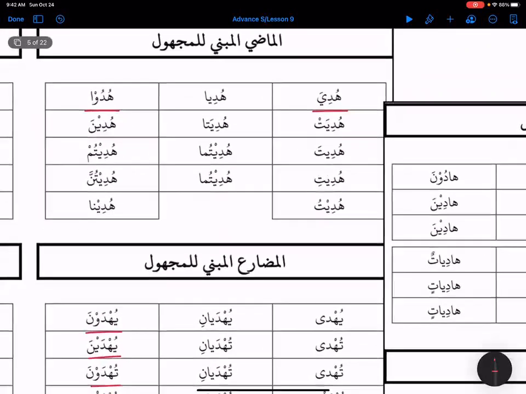So Majhul: the U sound will become E sound. That's why we see all the yas over here, right? Because it's E sound and so they are compatible. That's why ya would be seen more over here. So Hudiya, Hudu. Okay, what's happening in Hudu?